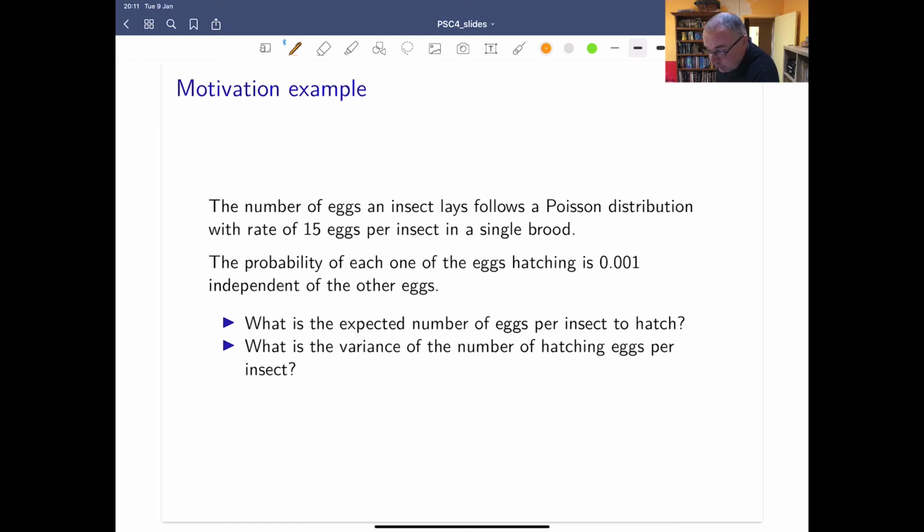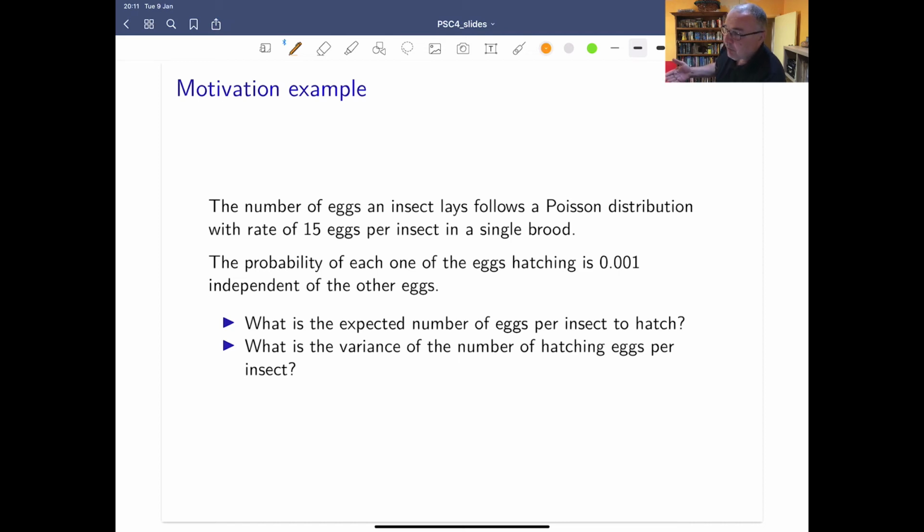So what we've got is once you've got your number of eggs, then you've just got a binomial. So we've got this hierarchical structure. We've got a binomial, which is the number of eggs that hatch, that has got a fixed number of trials and a probability of 0.001.